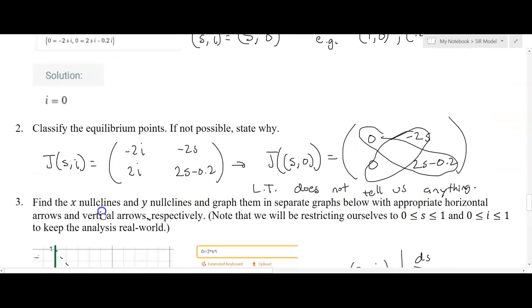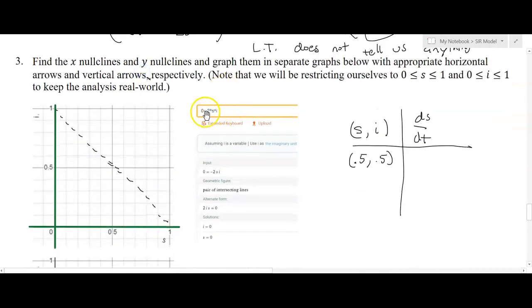So if we plug in 0.5 and 0.5 for S and I, we'll get negative 2 times a half, which is negative a half, and that's going to be a negative value. Now S is right and left, so having a negative dS/dt means all the vectors inside of this region will point left. So what does that mean? Well, that means that at any initial condition you pick, the number of susceptibles is going to be decaying down to 0, which makes total sense because susceptibles are becoming infected.